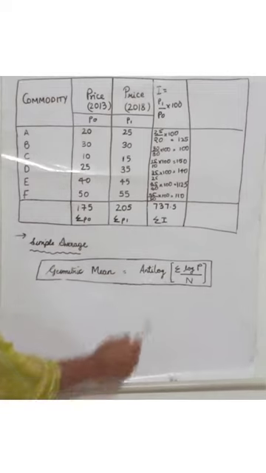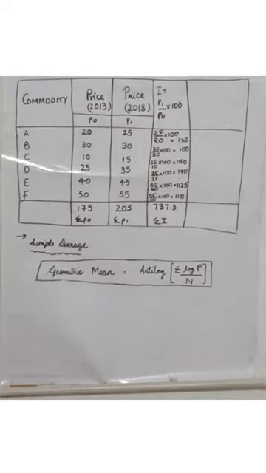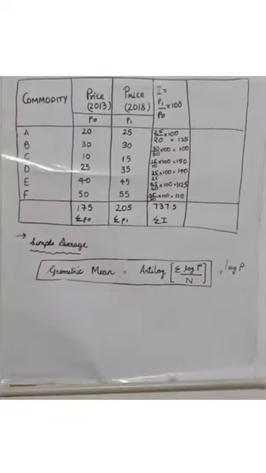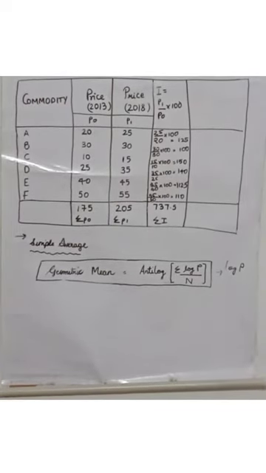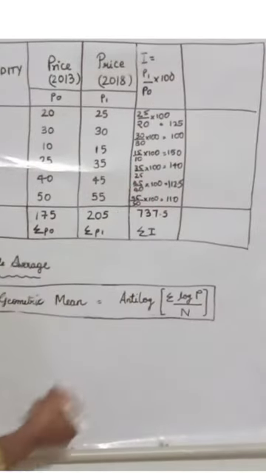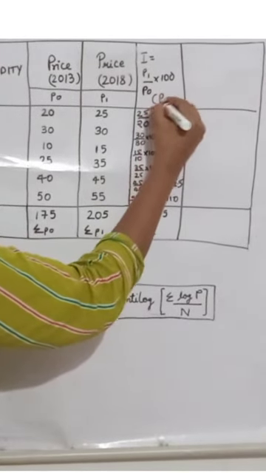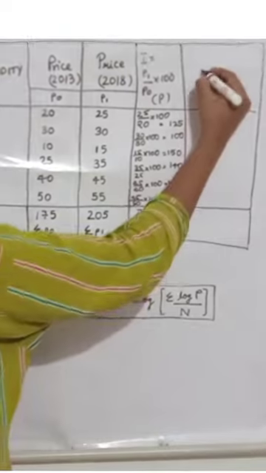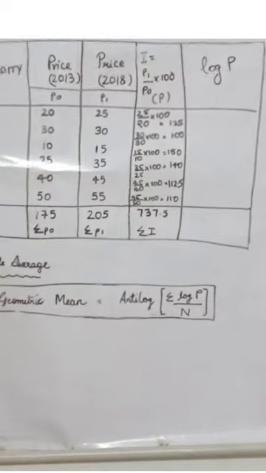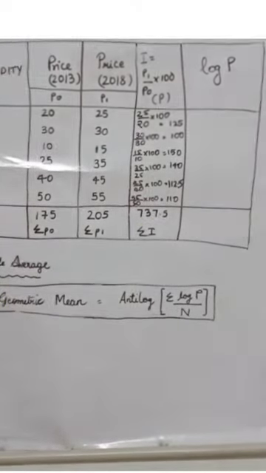The formula says to find the antilog of summation of log P by N. So students, what is log P first? P is P1 divided by P0 into 100. Let us make another column. Since we need the logarithm of P, we are going to make another column and put the logs into it.